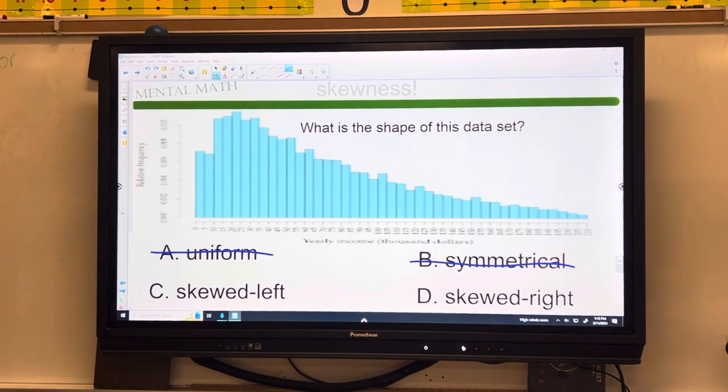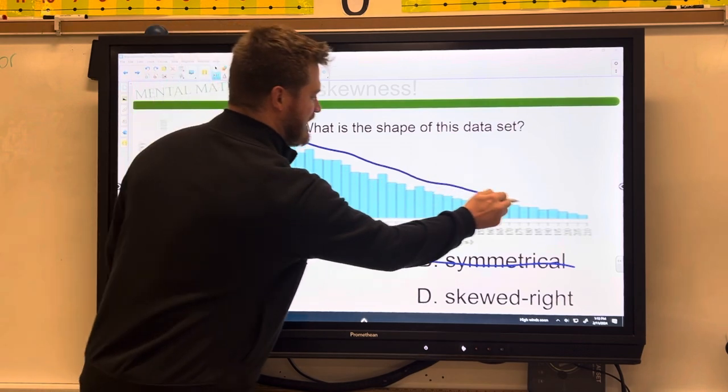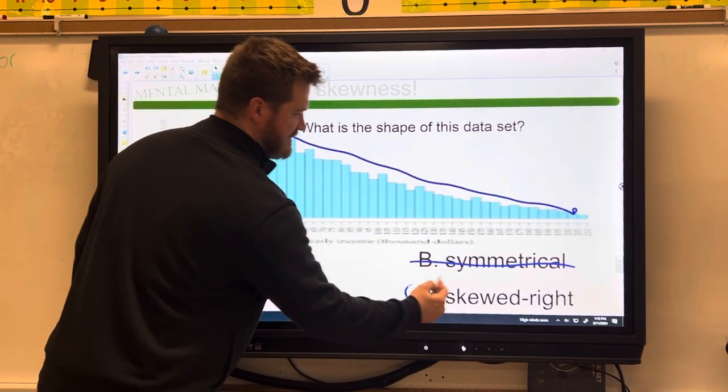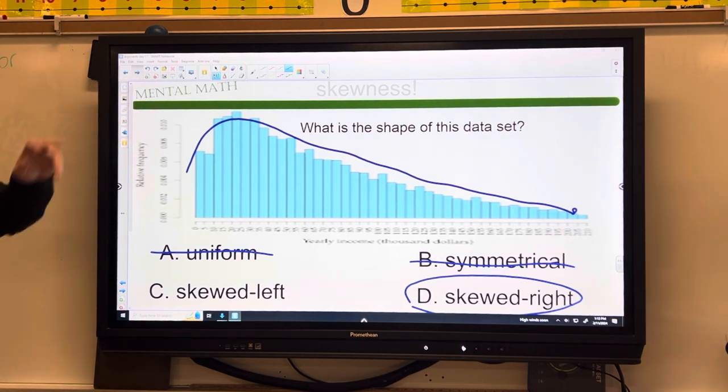So between C and D, write your answer down. This is tailing off to the right, so it is skewed to the right. Give yourself a pat on the back if you remember that that was skewed right. We're moving on to the activator.